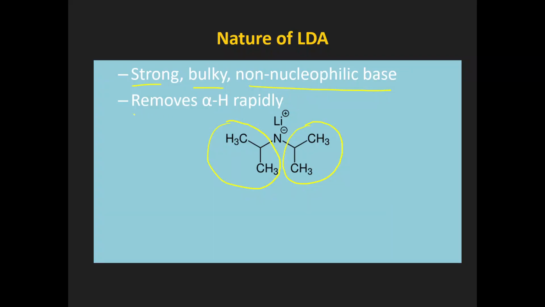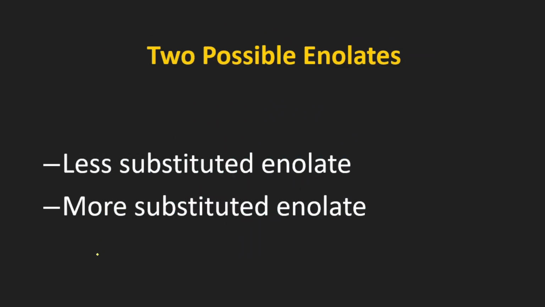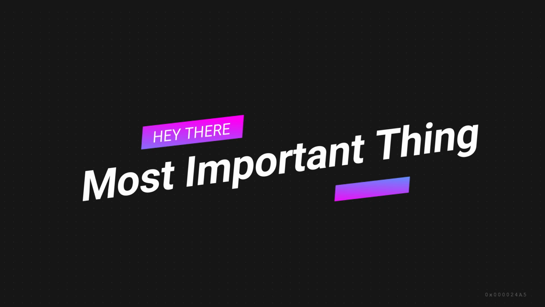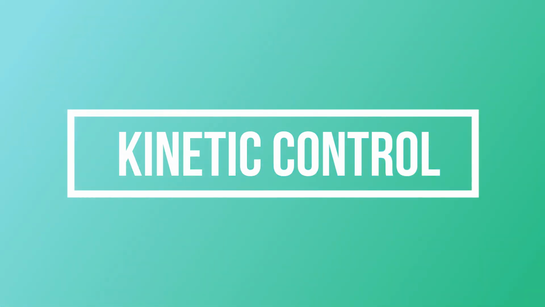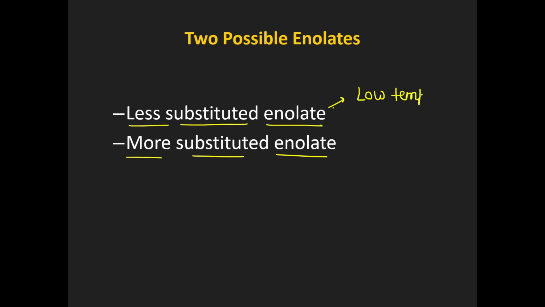And what is its property? It removes the alpha hydrogens rapidly. When LDA attacks, what can happen? Two things are possible: a less substituted enolate or a more substituted enolate. That is a matter of kinetic and thermodynamic control, and that is the most important thing for CSIR. Kinetic control means when you have given the low temperature. When the low temperature is present, you get the less substituted enolate, and when the high temperature is present, you get the more substituted enolate.